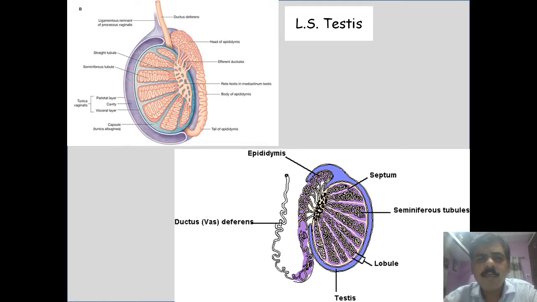This is the testis where spermatogenesis occurs. This is the longitudinal section of the testis, and if you observe it, it has compartments called lobules, and these lobules have the seminiferous tubules, which are the functional unit of the testes.